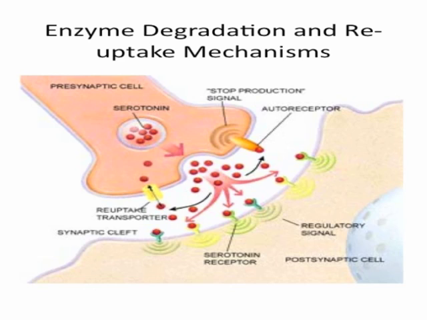This image shows the enzyme degradation and reuptake mechanisms that were discussed in the previous slide. If you look at the storage granule, releasing the neurotransmitter into the synapse, you see that there are 1, the reuptake transporter, and 2, enzymes in the synapse that are actually degrading the neurotransmitter. This will terminate our signal.